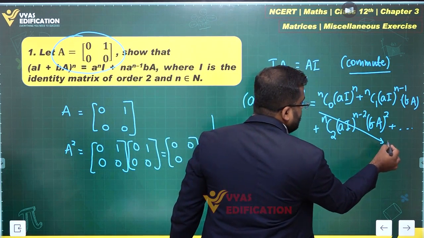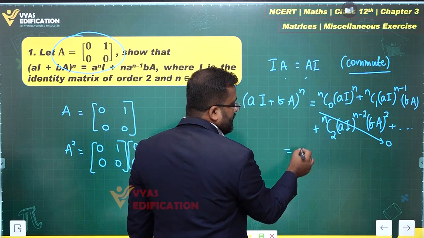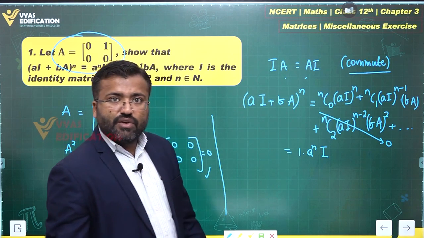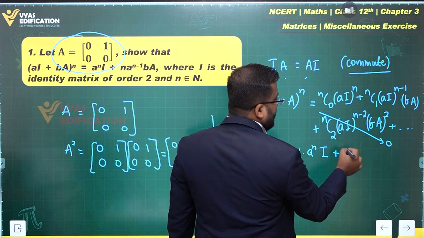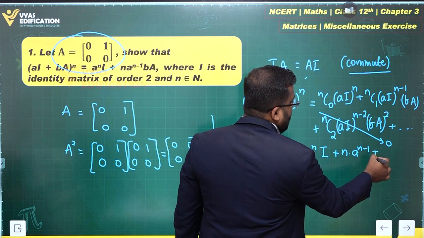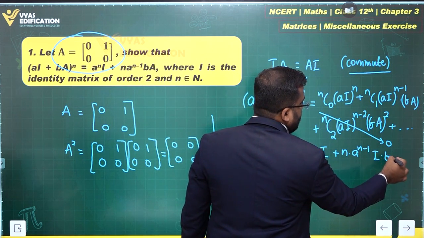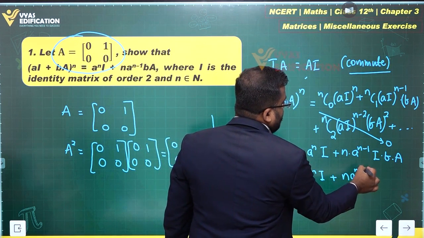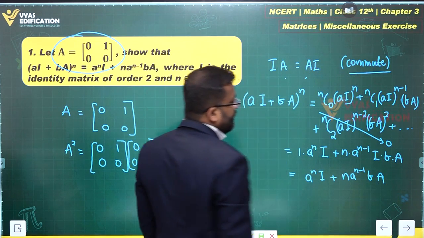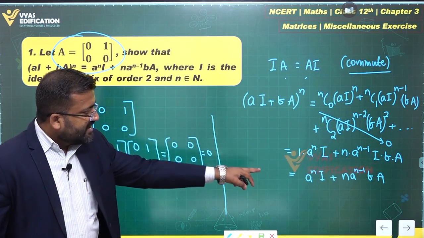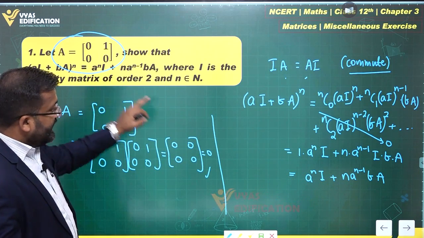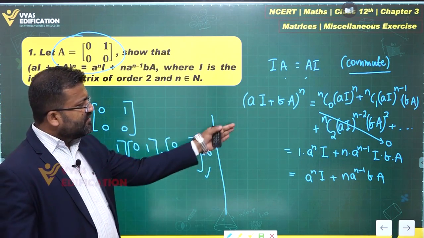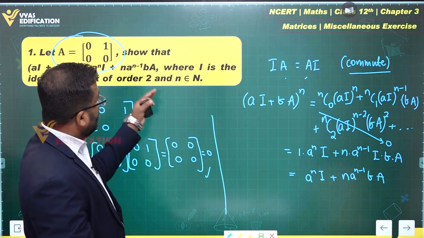So this here is a 0, and what else remains? NC0 is 1, this is A power n, I power n. I power n is I only, right? Plus NC1 is n, A power n minus 1, I power n minus 1 is I. This is B times A, and what you get over here is A power n I plus n A power n minus 1 B, and I A would be equal to A. So this expansion is equal to A power n times I plus n A power n minus 1 times B times A. This is what you get, and this is what we started with proving, right? This is what we wanted to prove. We have proved that, yes.